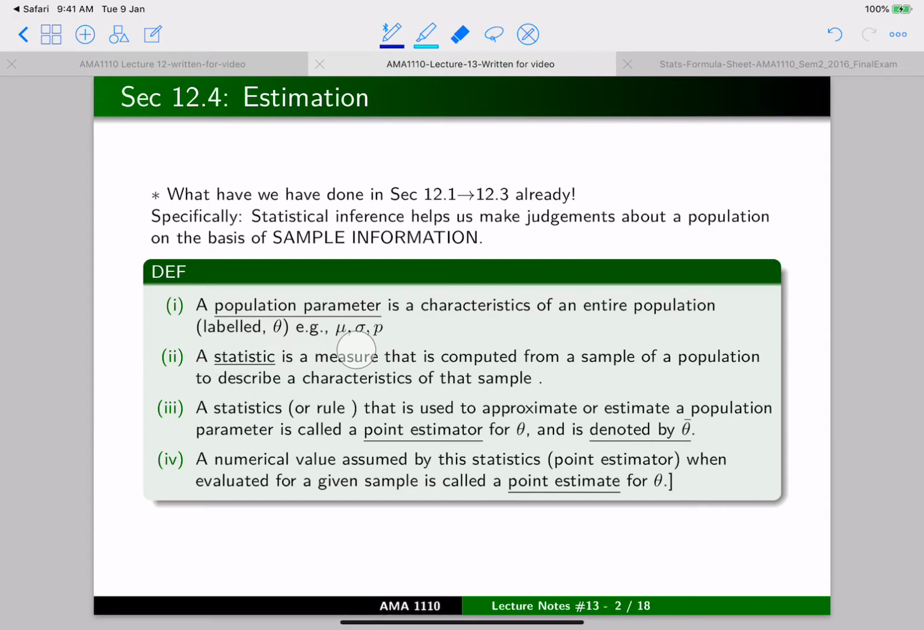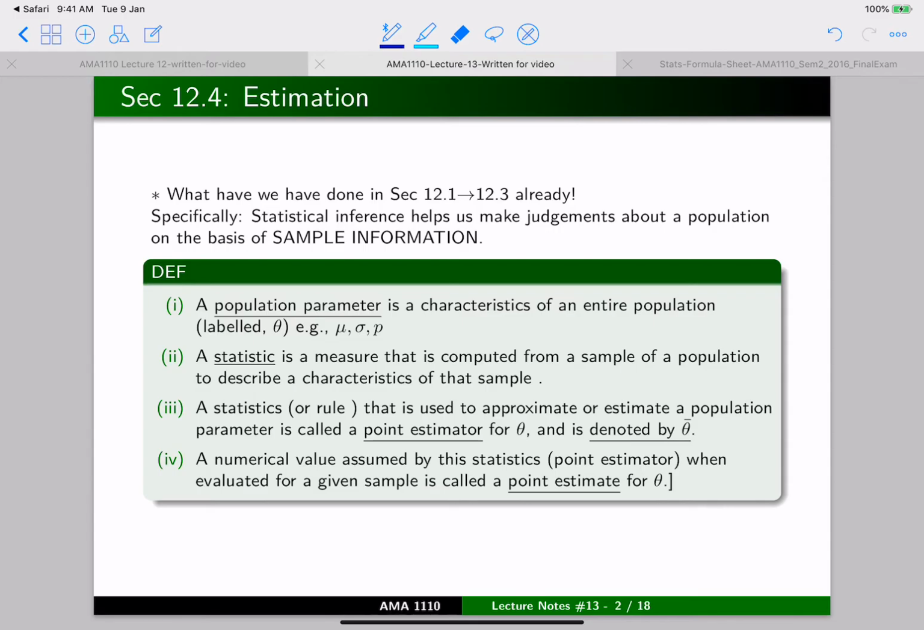A statistic is a measure that's computed from a sample of a population to describe characteristics of that sample. And in fact, that statistic, which is also called a rule, is used to approximate or estimate the population parameter, and it's called the point estimator for theta, denoted by theta hat. Remember, theta is the population parameter. So theta hat will be the estimate of the population parameter.